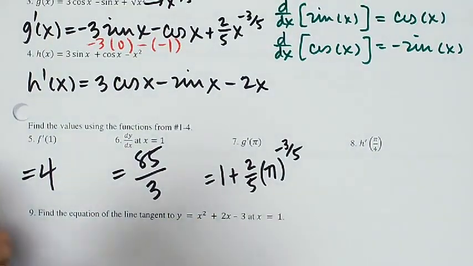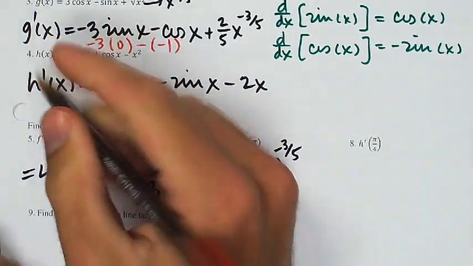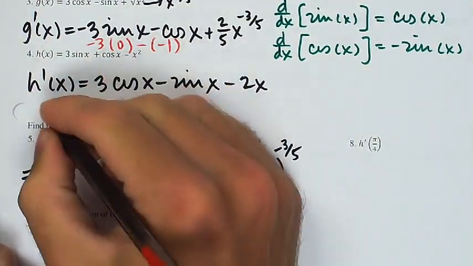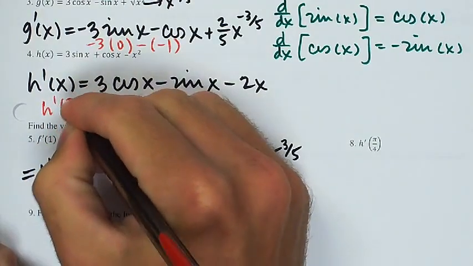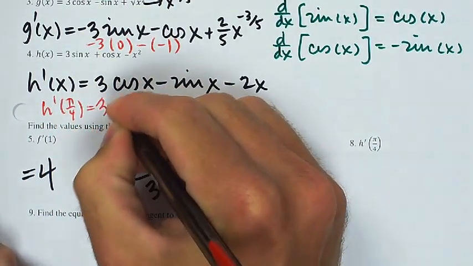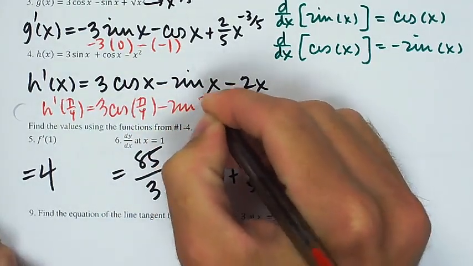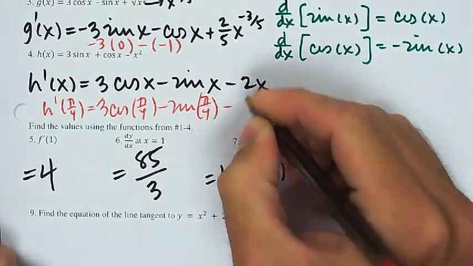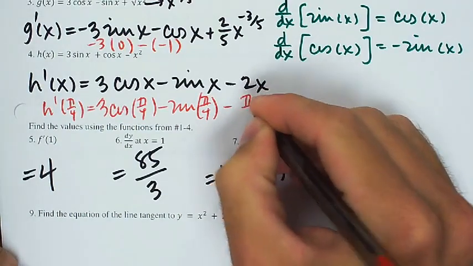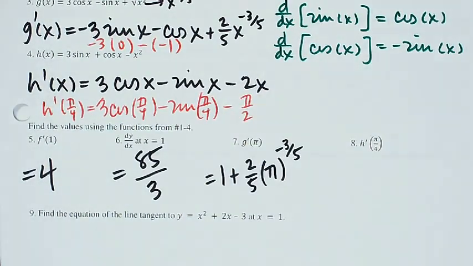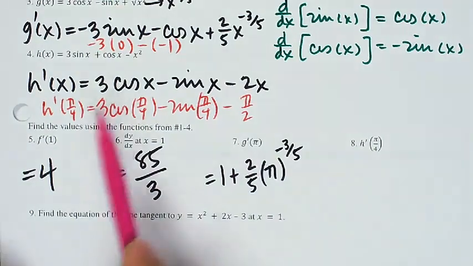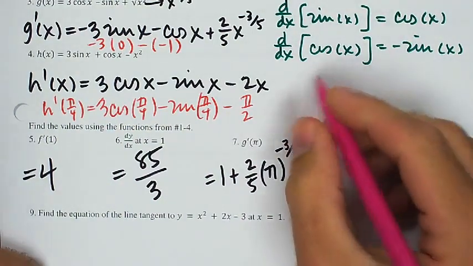Okay, h prime of pi over 4 is going to be 3 times the cosine of pi over 4 minus the sine of pi over 4 minus 2 pi over 4, which is pi over 2. Okay, maybe you're needing a little support on how to determine sine and cosine of pi over 4.